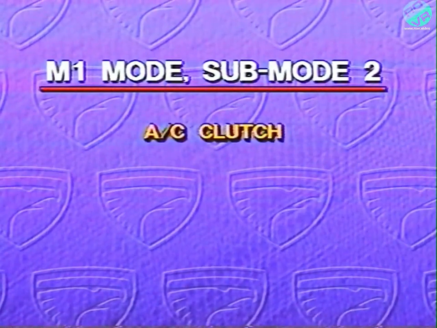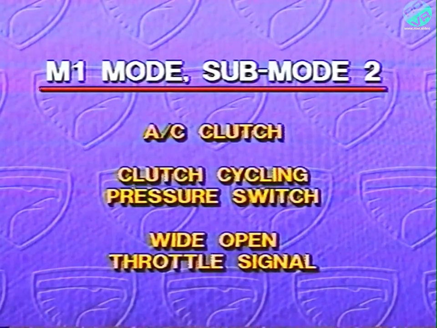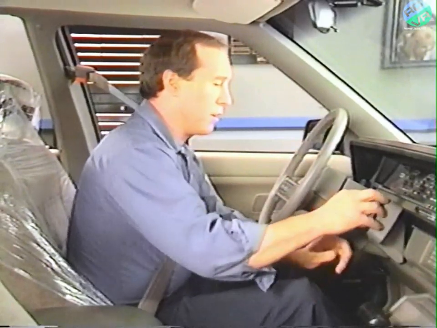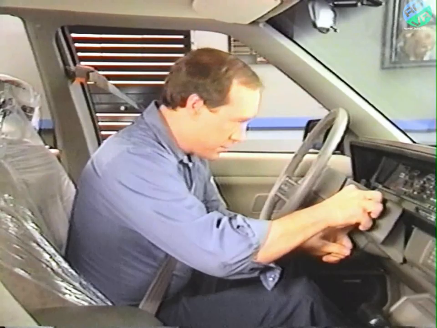The other part of the M1 mode checks the status of the AC clutch, the clutch cycling pressure switch, and wide open throttle signal from the ECU. The readout for this part of the M1 mode appears in the temperature display. For example, OP indicates that the clutch cycling pressure switch circuit is open. Later, we'll look at using this part of the M1 mode to troubleshoot a compressor clutch that doesn't engage.